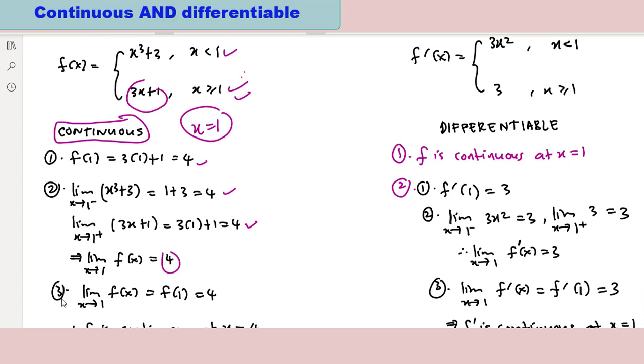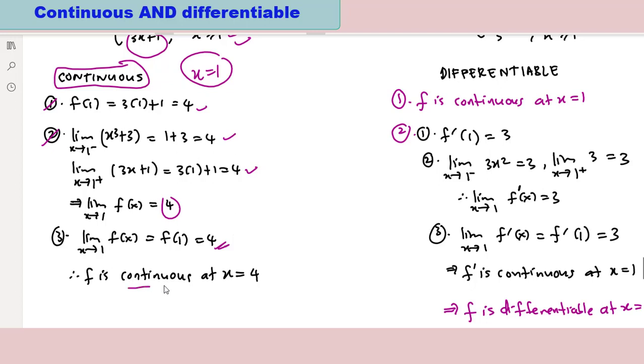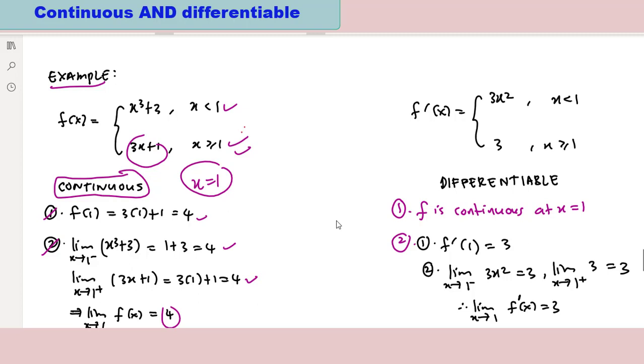So we follow the three steps. The third step: step 2 is equal to step 1. So the limit of f(x) as x approaches 1 is equal to f of 1, which is 4. And the conclusion: f is continuous at x equals 1. For differentiability, we differentiate this function for the first derivative.